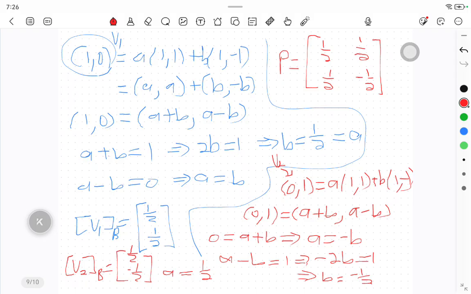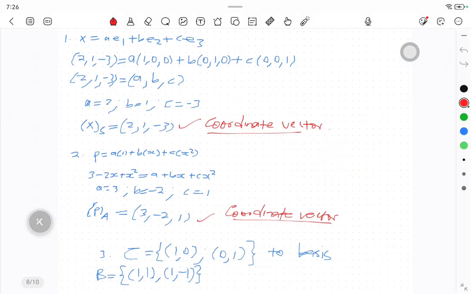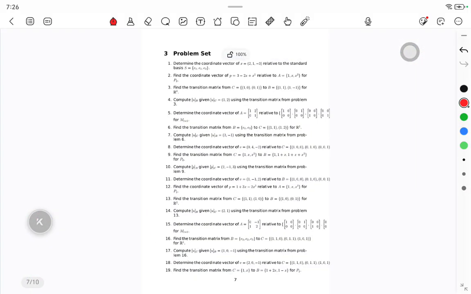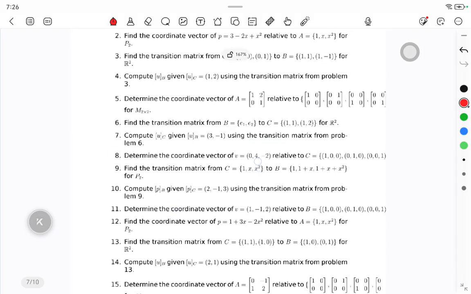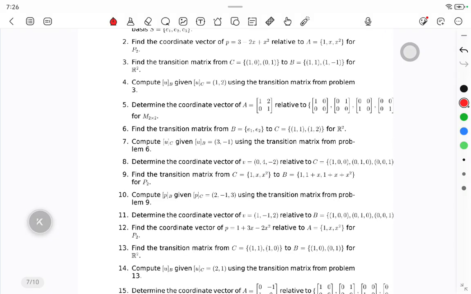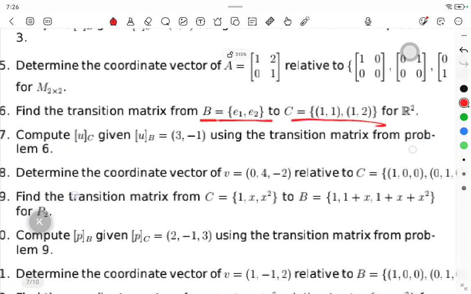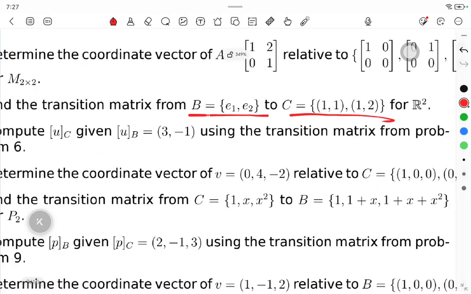So now we're saying that since we know the solution is found in this way, let's look at number 6. On number 6, they say find the transition matrix from B to C. You see, already we know what to do. We know what to find. In other words, you must find A1 relative to C. Again, you are moving from B to C.